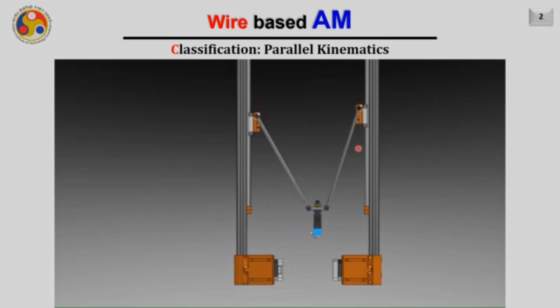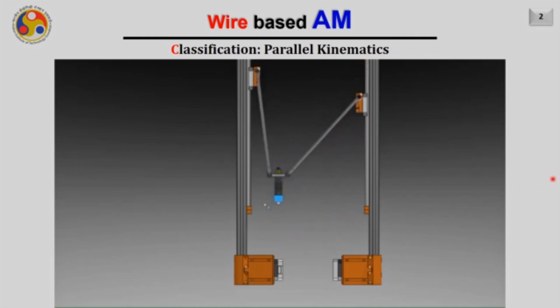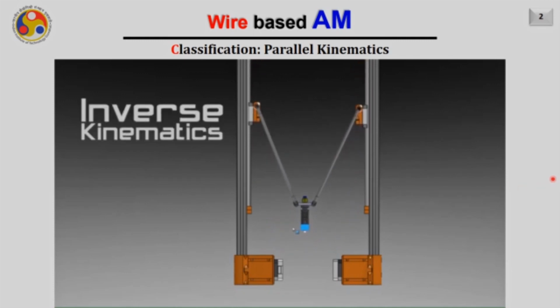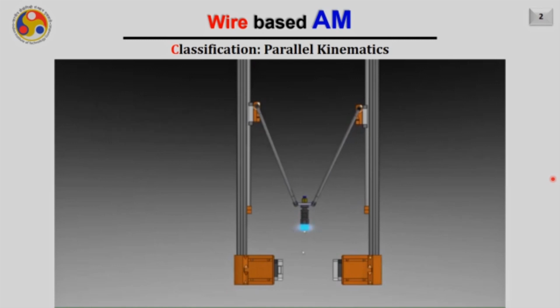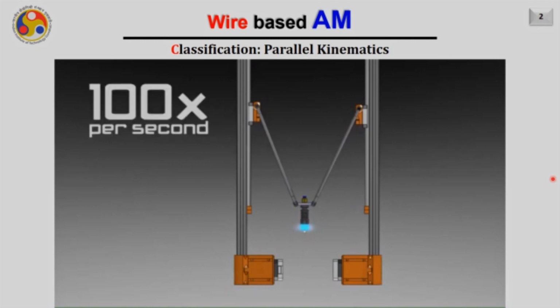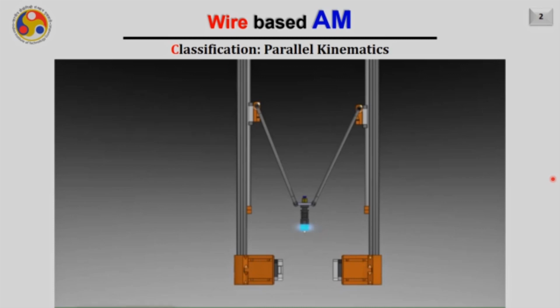And you can also notice that independent motion of each of these links will decide the position of the end effector. What happens in the conventional serial kinematics? All the links are connected with each other, and then the final end effector is also connected with the same. But here, multiple links are connected with the end effector itself.